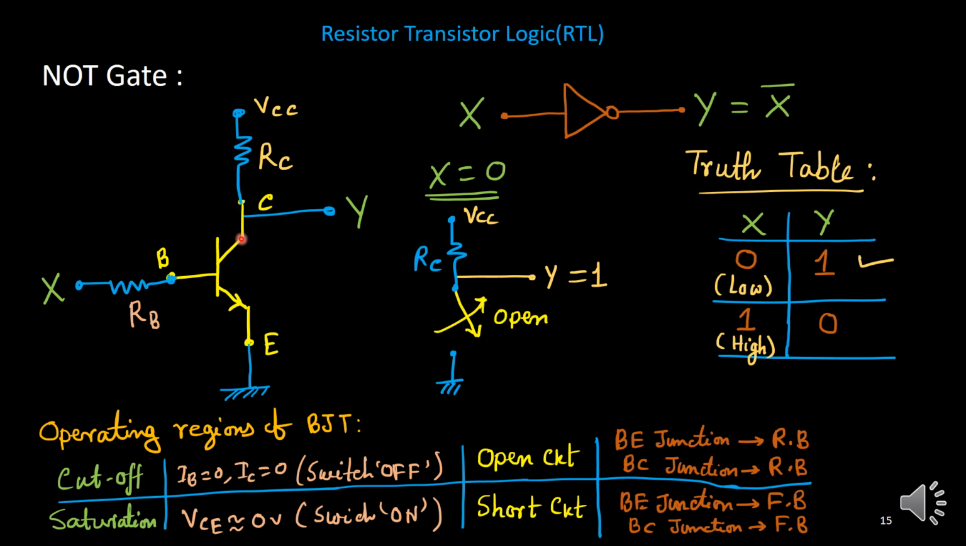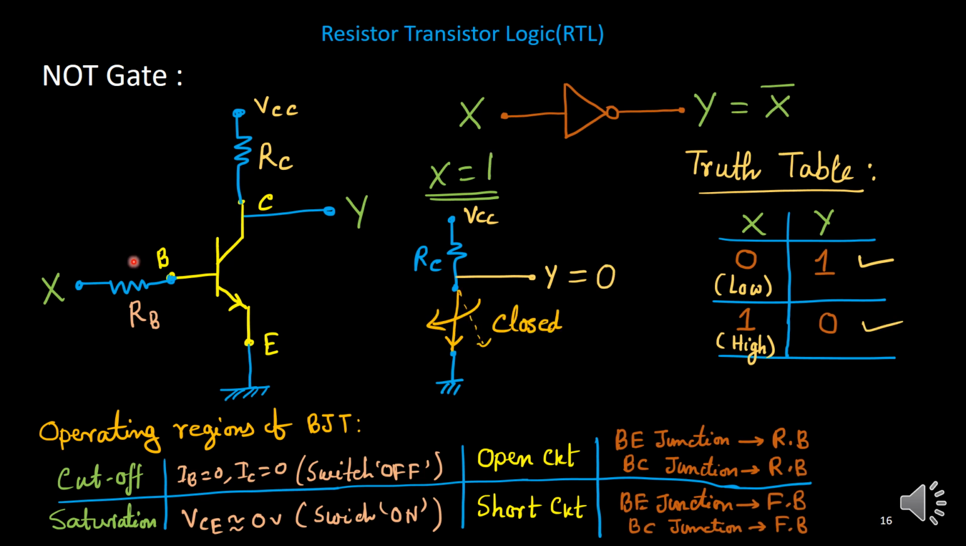It is in cutoff, no current is flowing, so I can assume that this transistor is not working, it is behaving as an open circuit, so it's switched off. If it is switched off, it is disconnected from the ground, it is now connected to VCC, so we can expect high potential here. There is almost no voltage drop across RC because current is not flowing, so we get almost the same potential VCC here. That is logically high. So if I apply 0 volt here, we get logic high here. So 0 input, output is 1, because the transistor is an open circuit.